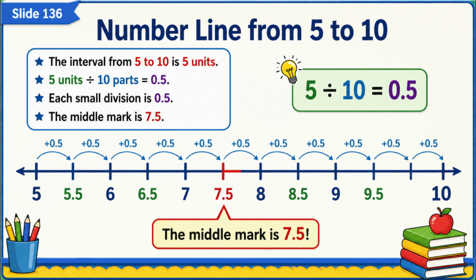Number line from 5 to 10. Suppose the interval from 5 to 10 is divided into 10 equal parts. The total distance from 5 to 10 is 5 units. Now divide 5 units by 10. 5 divided by 10 equals 0.5. So each small division is 0.5. The middle mark between 5 and 10 is 7.5.